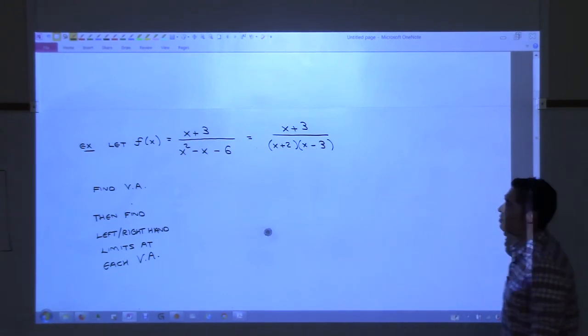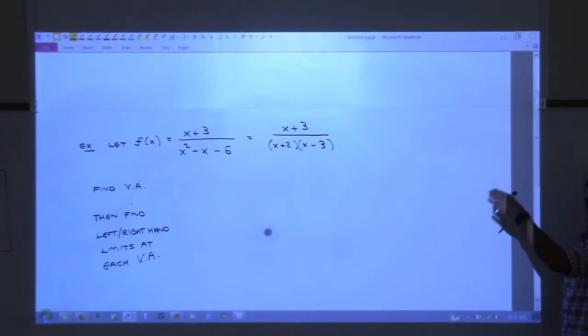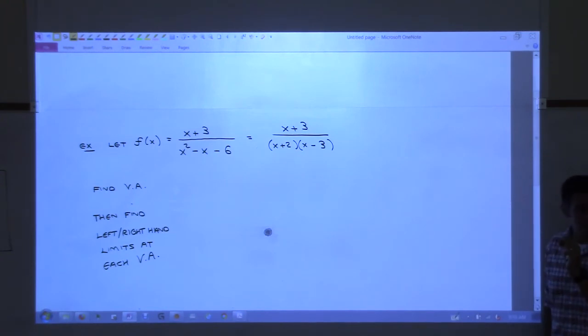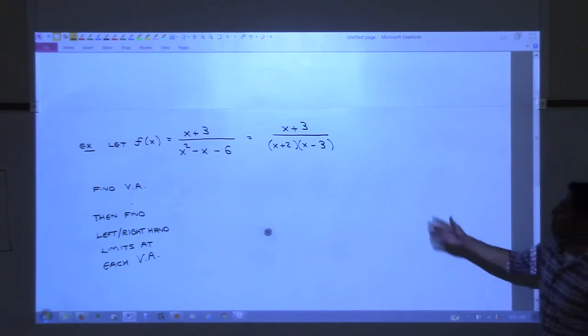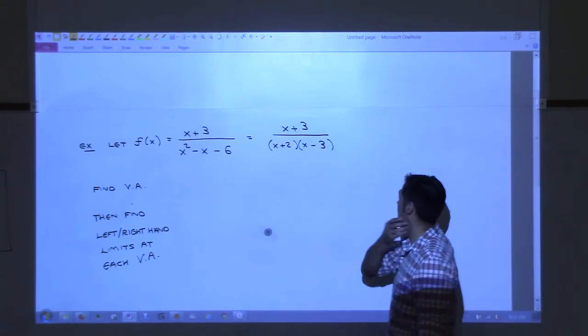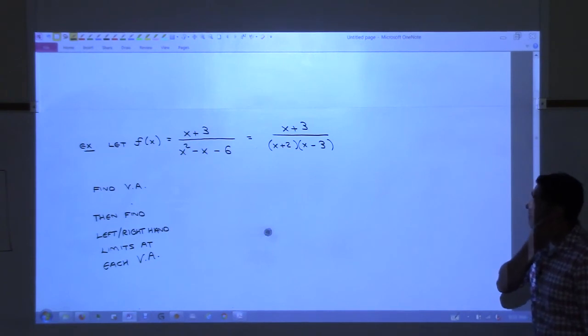Okay, so that factors. Now, do any of those factors cancel? No. If they did, we would actually have a hole. Maybe I'll do that as the next example so you can see the difference between the two. But nothing factors out, right? Nothing cancels. No factors cancel. So it appears that we're going to have two vertical asymptotes.